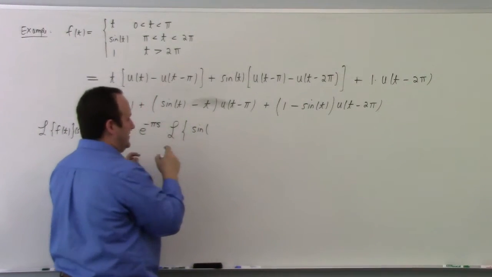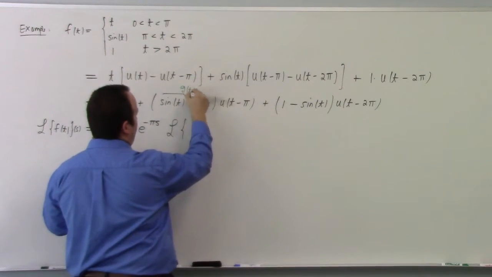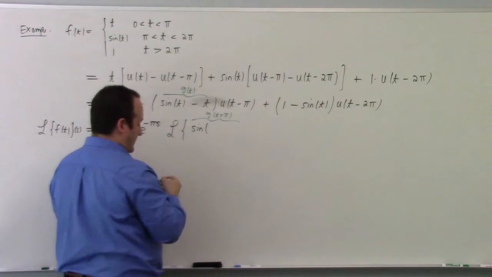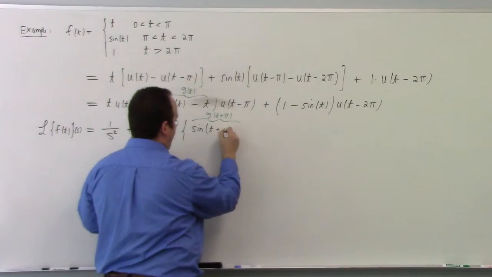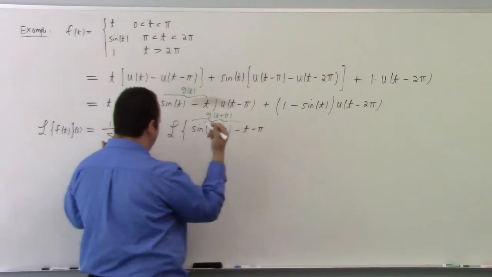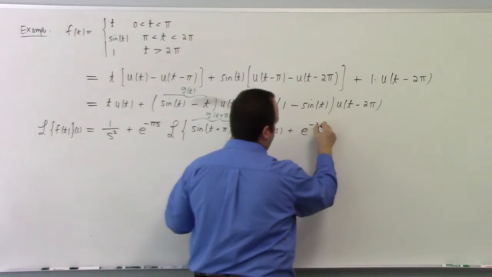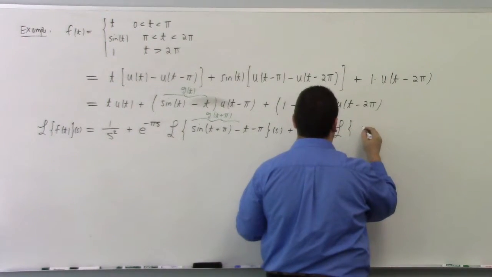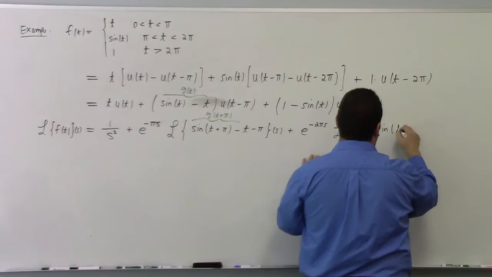Not t, not sine of t, right? Exactly. So this is playing the role of g of t over there, right? So what I have to put down here is g of t plus pi. That's what the formula tells us. So I have to put t plus pi here. Of course, minus t minus pi, that's easy enough. And then this, e to the minus 2 pi s times the Laplace transform of, well, 1 evaluated at t plus 2 pi is still 1. And then minus the sine of t plus 2 pi.